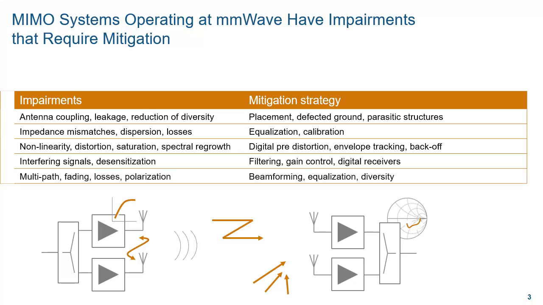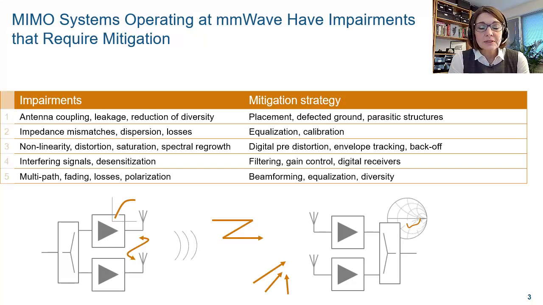Last but not least, when we stitch together transmitter and receivers, we need to take into account what happens in between, that is to say, the channel. This might have multipath, might be affected by fading, gain losses, polarization, diversity. And to mitigate the impact of the channel and the losses, we might have to use beamforming strategies, beamforming algorithms, or using equalization and stronger diversity on the antenna side.